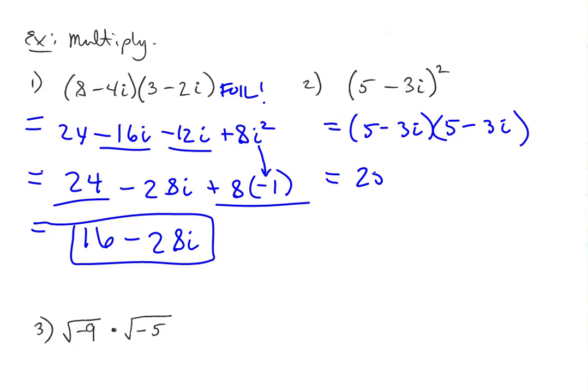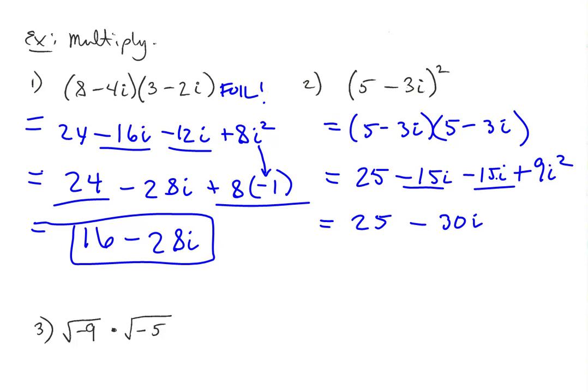So first times first is 25. Outer times outer would be a minus 15i. Inner times inner is the same thing, minus 15i. And last times last would be plus, remember that's negative times negative, plus 9i squared. Then we'll combine like terms. Notice we have some like terms in the middle, the minus 15i's. We'll combine. But remember, let's rewrite this one more time. So we have 25 minus 30i, combining those middle terms. And then it's really plus 9 times negative 1. Remember that i squared is really just negative 1 as defined above.